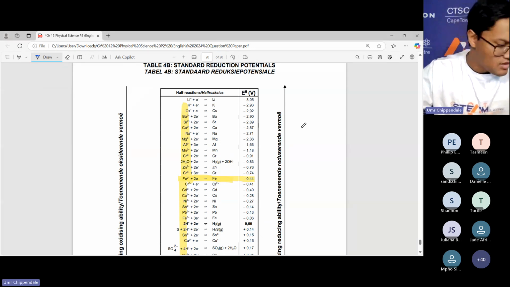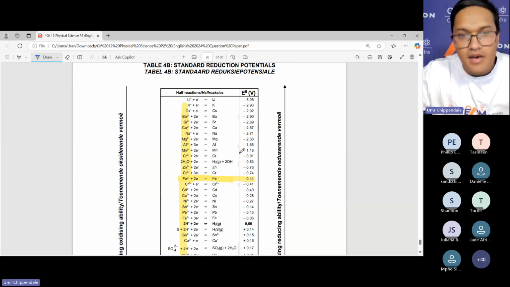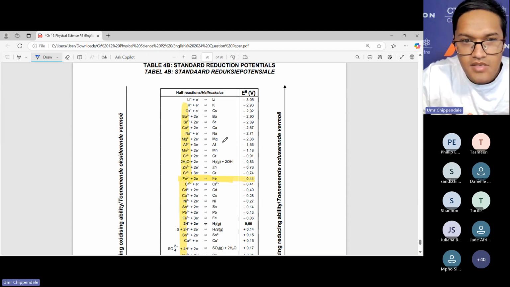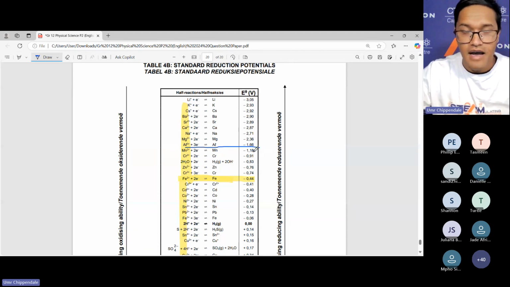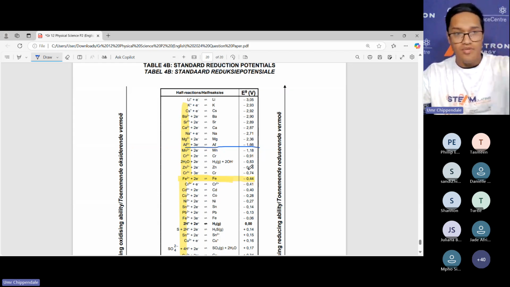Okay, so I'm back on the screen. When we go to aluminium, we can see where aluminium is found. Aluminium is over here. Right now we see that it is actually above our Fe2 plus, so that means it's more reactive. So we can't put that in there.